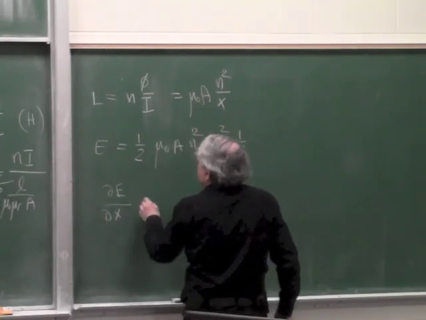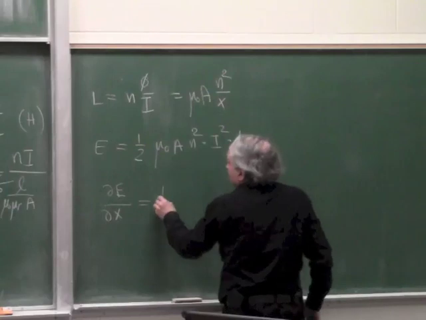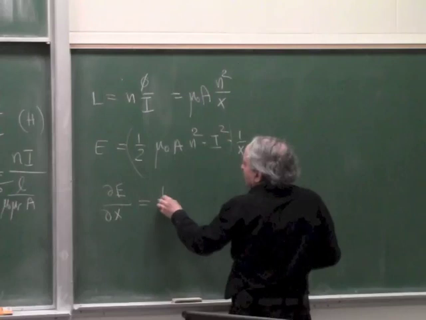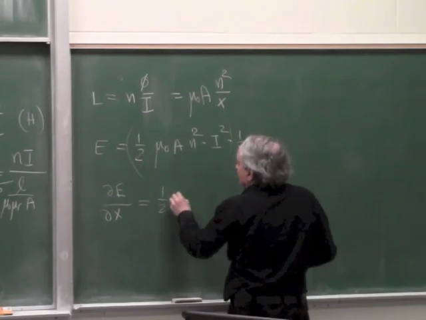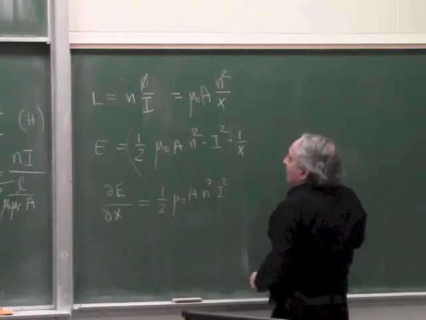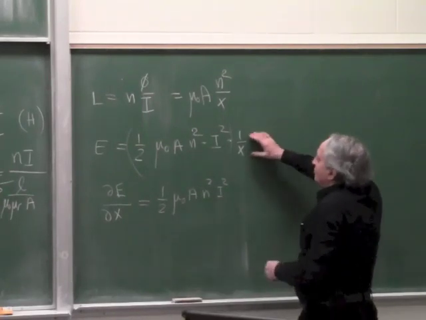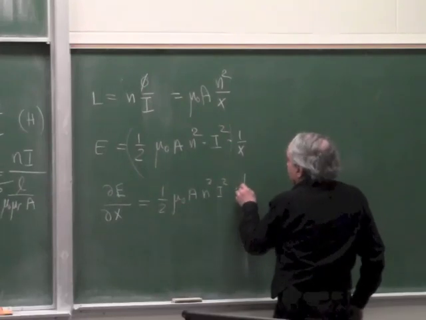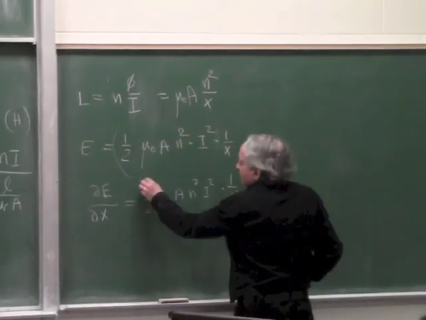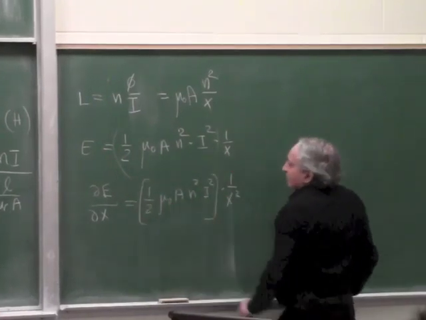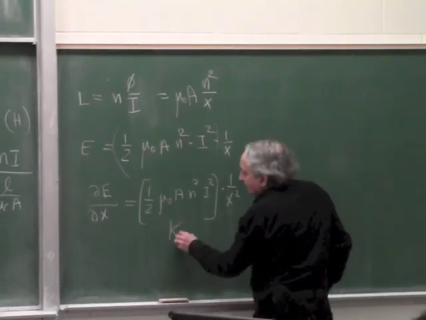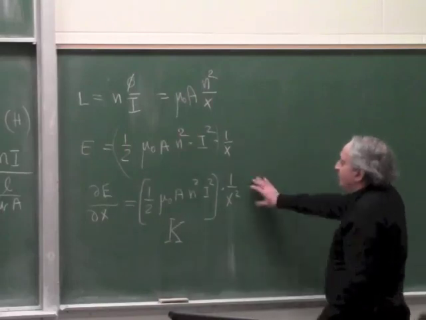And dE dx equals, so all this is basically a constant. This whole thing becomes a constant, 1/2 mu 0 A N squared I squared, times the derivative of 1 over x. So it's minus 1 over x squared, so it's times 1 over x squared. I'm ignoring the direction of the force. So here we have the formula. All this is a constant, which we'll use later. Let's call it for now capital K. This will be a constant times 1 over x squared.